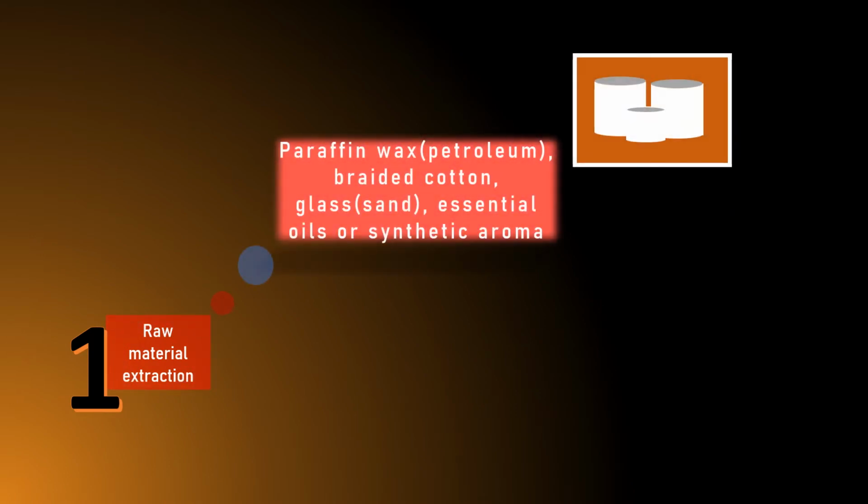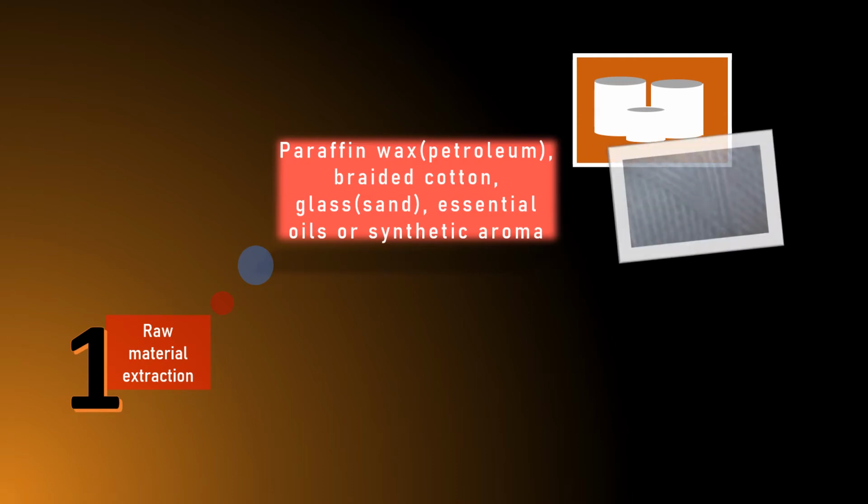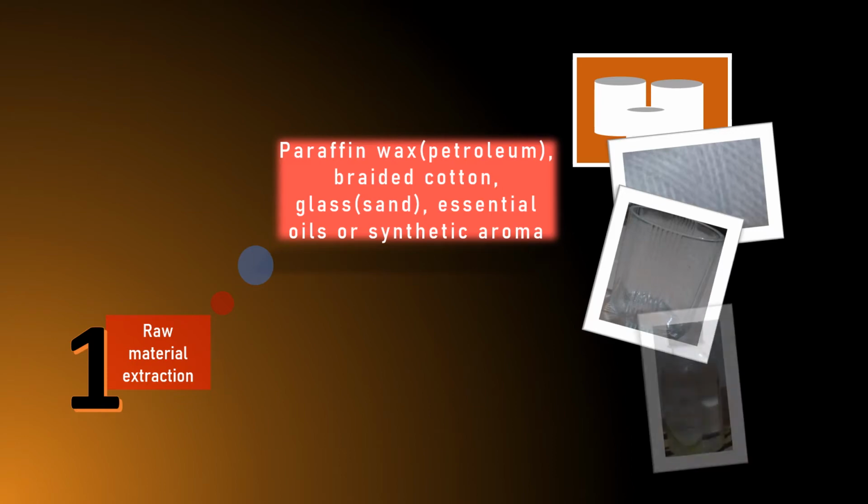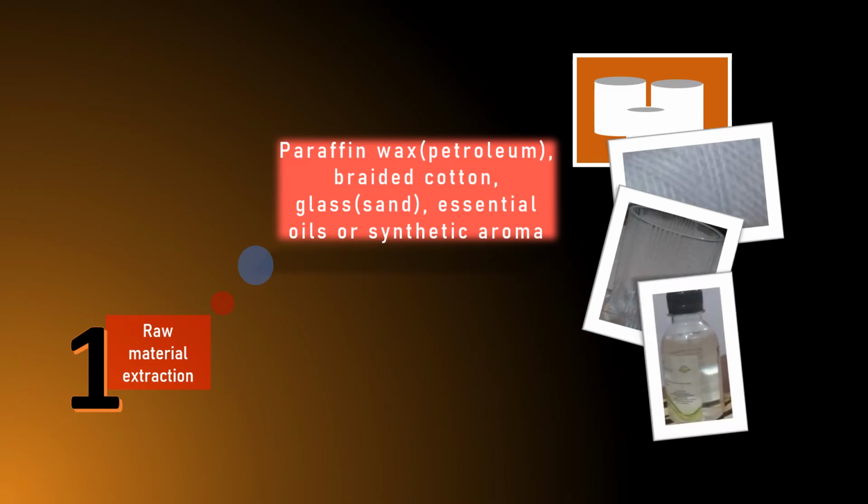Raw material extraction. The materials are paraffin wax, which comes from petroleum, braided cotton, glass holder, which comes from sand, and lastly essential oils or synthetic aroma.